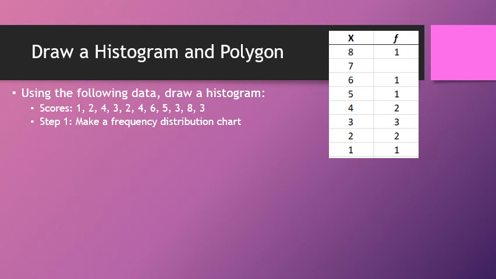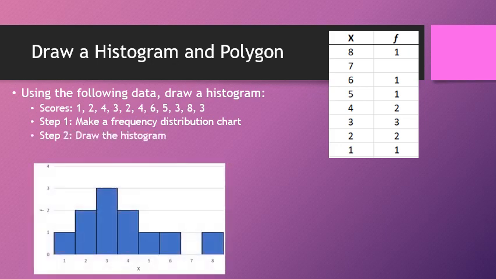So here is what my frequency distribution chart would look like. I would also go ahead and put the 0 in for 7 because there are 0 7s. Next I would draw the histogram. There's your histogram. And for the 7 at the bottom, you can't tell, but I would put a black line across the bottom at 0 for 7.